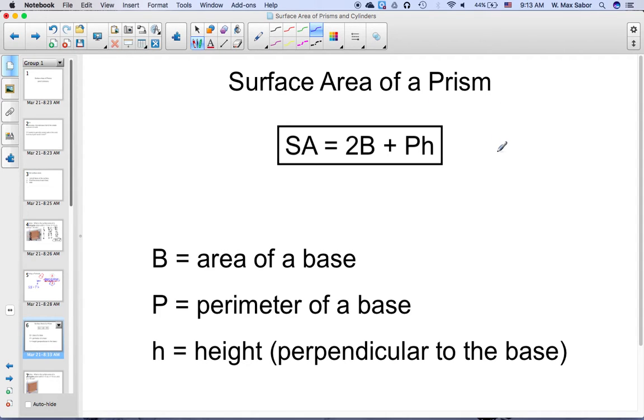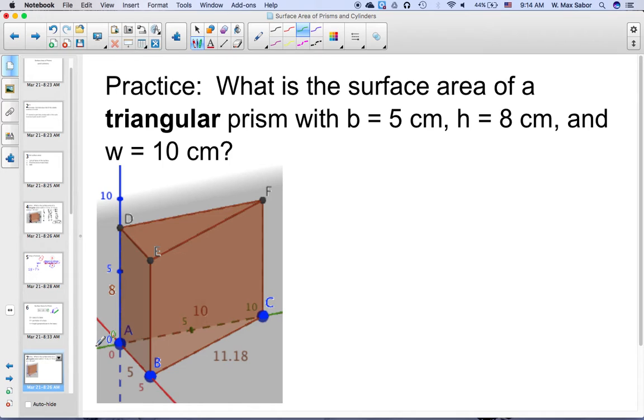If you have a triangular prism, when I talk about the height, I'm not talking about the height of the triangle. I'm talking about the height connecting the 2 bases together. So what is the surface area of a triangular prism with base 5, height 8, and width 10? So we can use the formula.